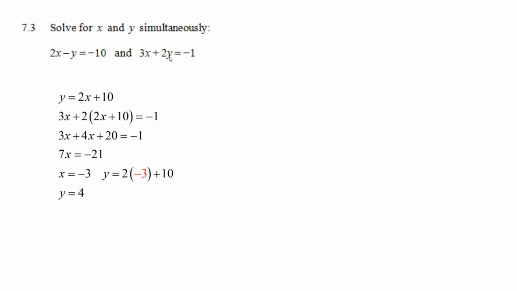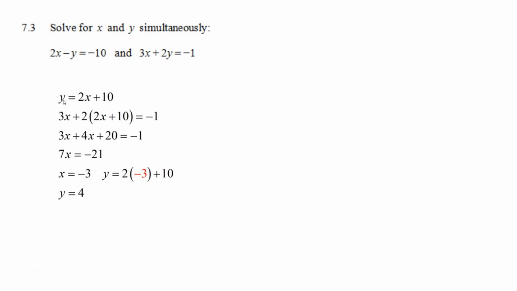It means you can rub out the y. See, 3x plus 2, instead of y, you put 2x plus 10. And what do we get? We get 4x plus 20. Now 3x plus 4x is 7x. We take away 20 from both sides, we get minus 21. And then divide by 7 and we get x. X is minus 3.